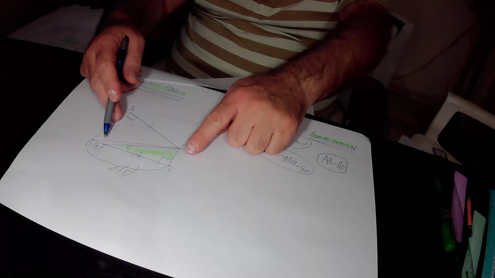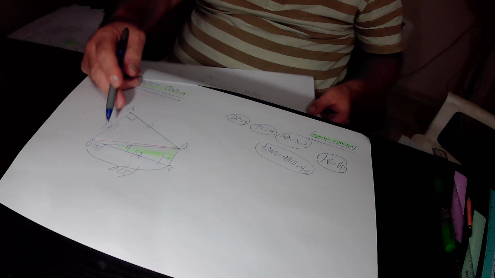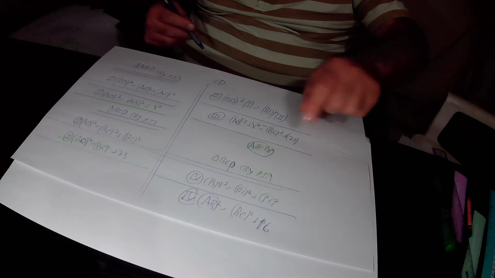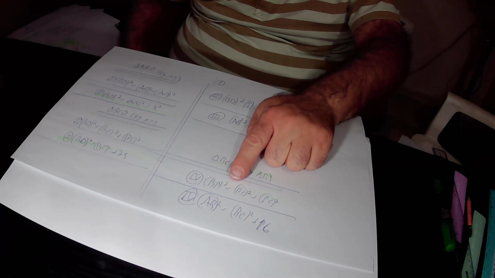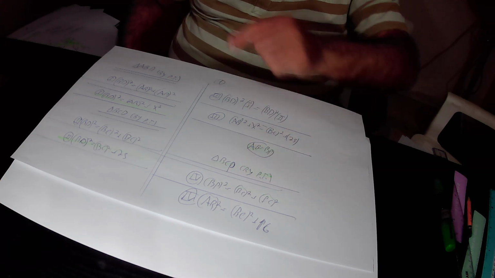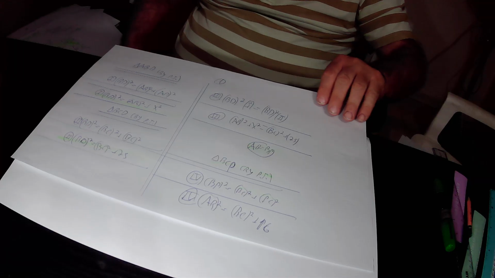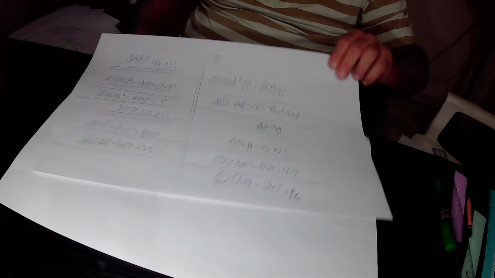But PC is 4, therefore PC squared is 16. So according to equation 4, we found that AB squared equals BC squared plus 16.